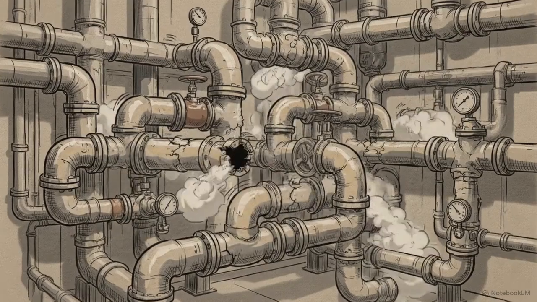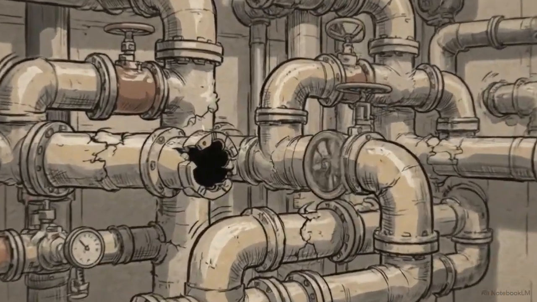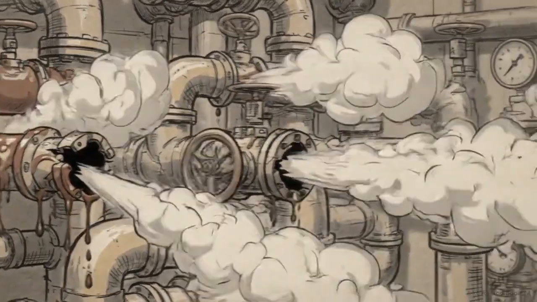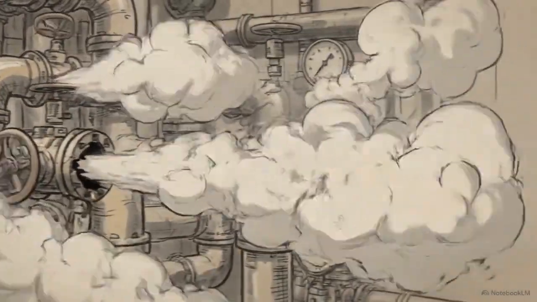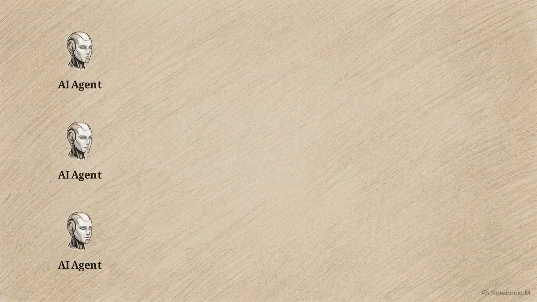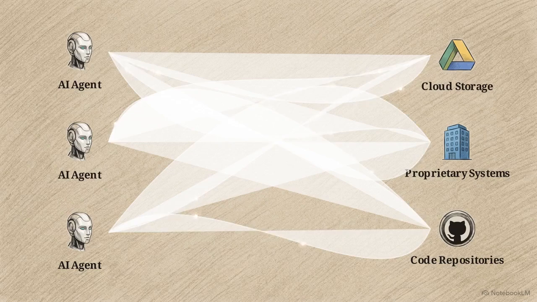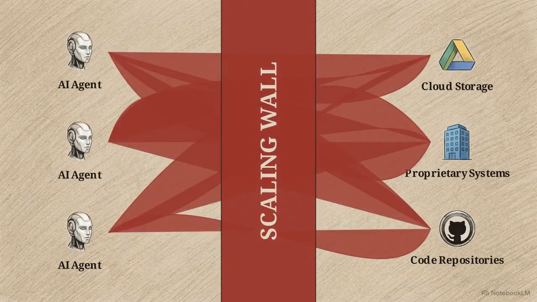Modern multi-agent systems rarely fail because the underlying models lack intelligence. They fail because the engineering teams building them drown in integration plumbing. When you deploy multiple specialized agents that must communicate with a fragmented ecosystem of external tools, Google Drive, internal proprietary platforms, GitHub repositories, you hit a scaling wall.